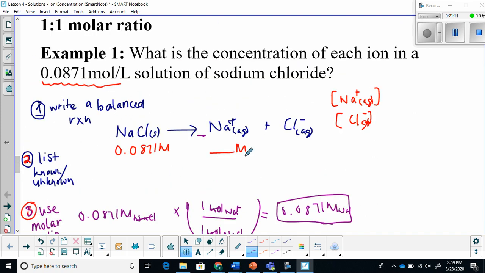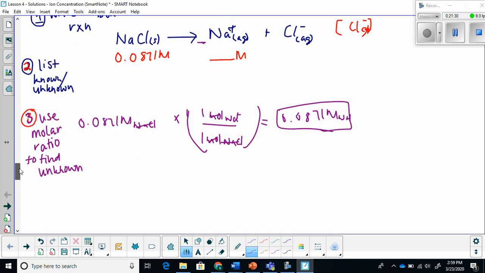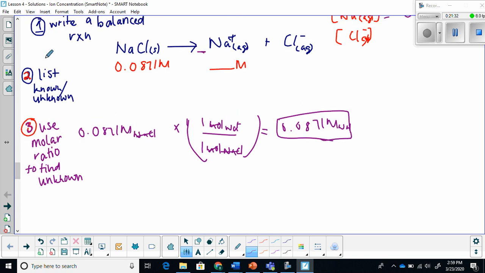So for the sodium, I have 0.0871 moles per liter. Okay, you're going to do the same thing for chloride by yourself. What I'm trying to say is, when you are calculating unknown entities in your solution, you have to write a molar ratio statement every time you need to find something new in the equation. So let's say we're looking for chloride now. I'm going to do this one in blue.